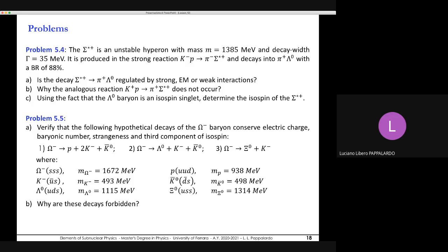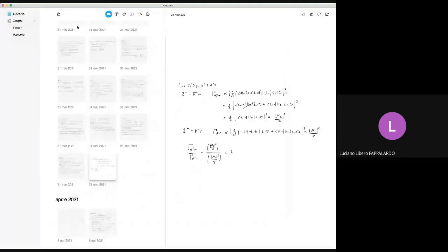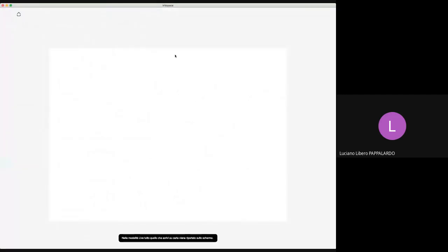So let's see why. I go back now to the board. Okay, so indeed the problem is about energy conservation. So let's consider the first decay. So the first decay was omega minus into proton plus 2 K minus plus K0 bar. Okay.